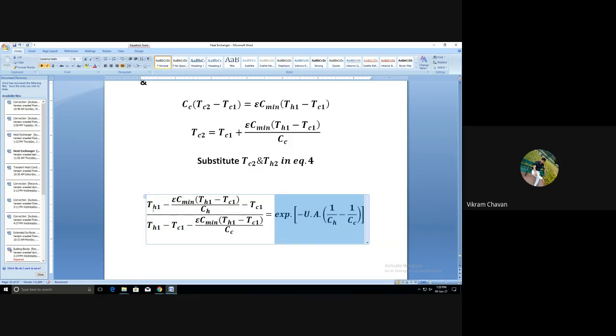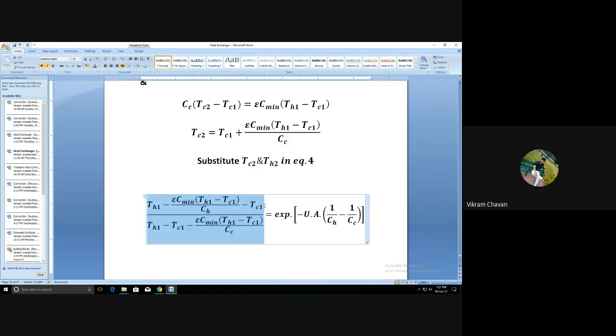Okay, so from this equation, from the denominator side, TH1 is there and TC1 is there. Also from the numerator side, TH1 is there and TC1 is there. So we can combine this TH1 TC1 in one bracket, and we can form one term. And from the denominator also TH1 minus TC1 is there, so we can form one term for this TH1 minus TC1. Now we are having two terms in the numerator side and two terms in the denominator side, and in both the terms TH1 minus TC1 is common.